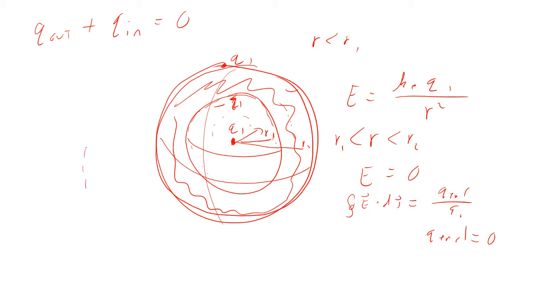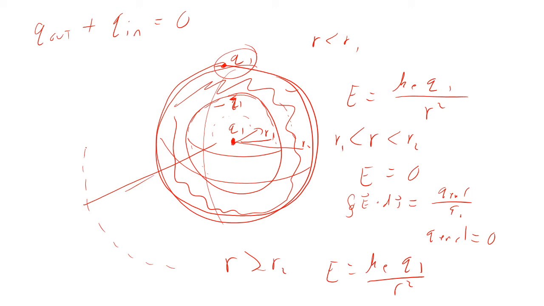So if you are outside here, some distance R greater than R2, then the electric field is K sub E Q1 over R squared again, because you see a total charge of Q1 on the inside. We got Q1 minus Q1, Q1. That adds up to Q1. So that's the total enclosed charge. And so now we have three different regimes of electric field.